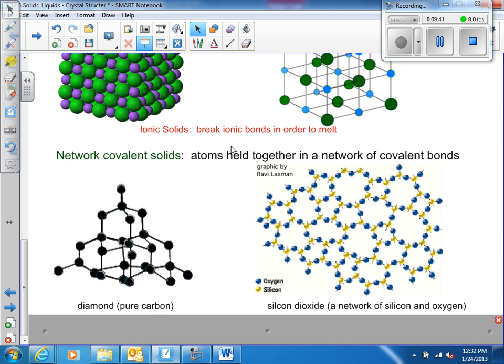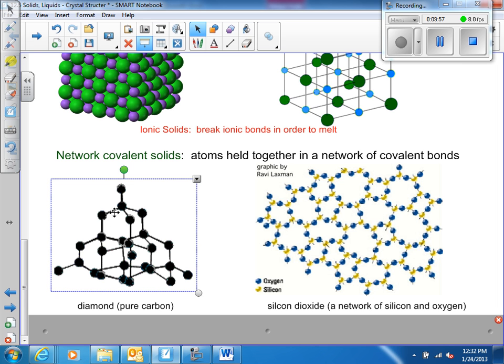Last, our network covalent solids. Here's our model of diamond, pure carbon. Notice the black balls, those are all carbon atoms. And notice the carbon atoms are all bonded to another atom somewhere in this structure.